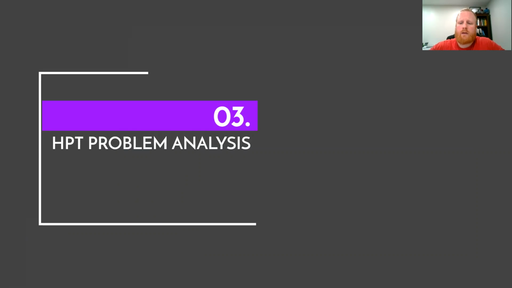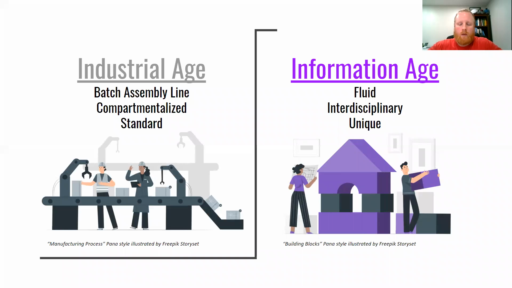So the first thing we're going to take a look at in depth is human performance technology problem analysis. Let's take a look at how HPT can work for education. So we need to take a step back first. When we first started to see education, we saw it in the realm of the industrial age. And when we saw that, we saw batched assembly lines, we saw compartmentalization, we saw standardization.